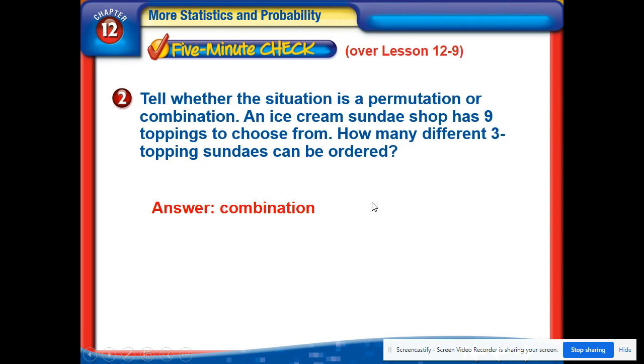Let's look at a combination. In an ice cream sundae shop, 9 different toppings can be chosen. How many different 3-topping sundaes can be ordered? It doesn't matter if you tell them hot chocolate, sprinkles, and whipped cream first, or you say sprinkles, whipped cream, and hot chocolate. They're all going to end up on your sundae, and it doesn't really matter which order you say it in. So combination is what this is.